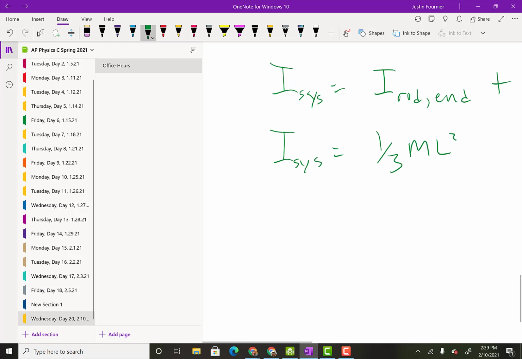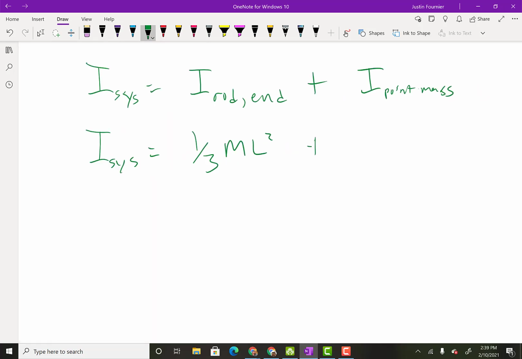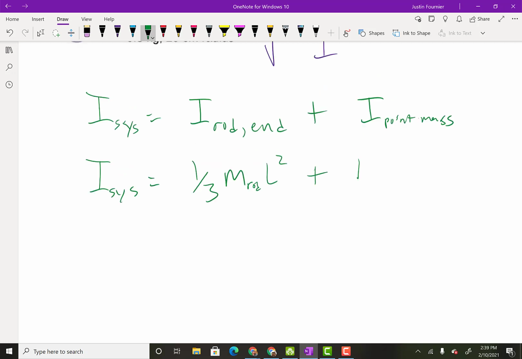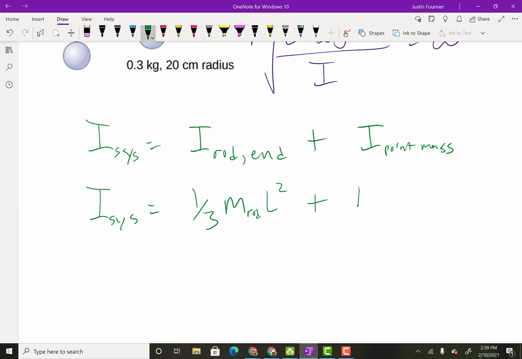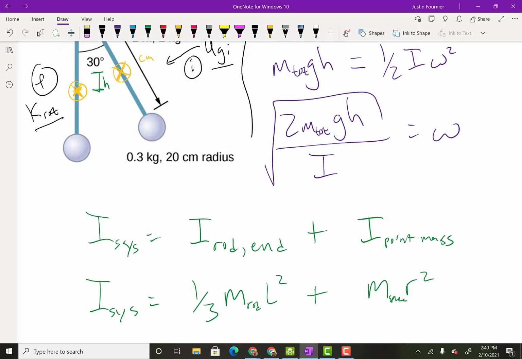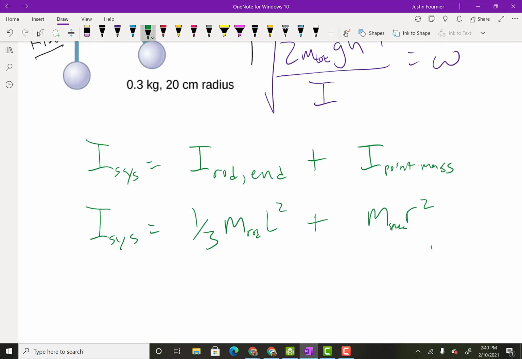Anyway, going back here, so it's 1/3 ml squared plus the moment of inertia of a point mass. Sorry, this should be the moment of inertia of the rod, where L squared is the length of the rod squared, plus the moment of inertia of the point mass, so it's mr squared. So m is the mass of the sphere, and r is how far away it is from the axis of rotation.